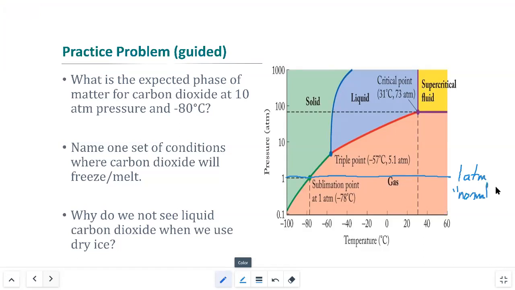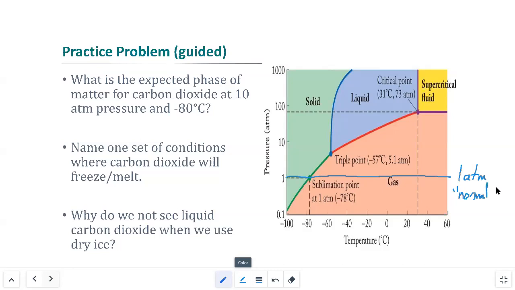Because that's atmospheric pressure. So when you are asked for a normal boiling point or a normal freezing point, you want to look for that condition, that phase change on that 1 atmosphere line.